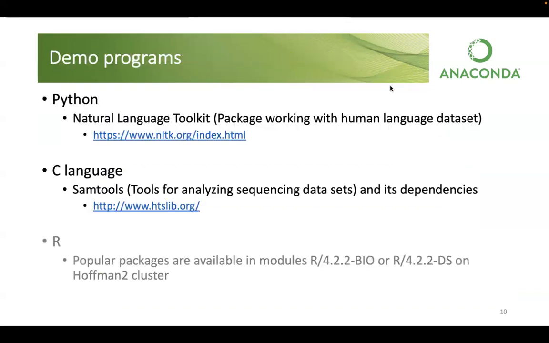The package I'm using as a demo is the Natural Language Toolkit for Python, and SAMtools for C. NLTK is a package that allows you to do all kinds of things with natural language, like tokenizing, tagging, or more. And SAMtools is a collection of programs that can help you process and analyze sequence data, like sorting, indexing, or converting biological data sets.